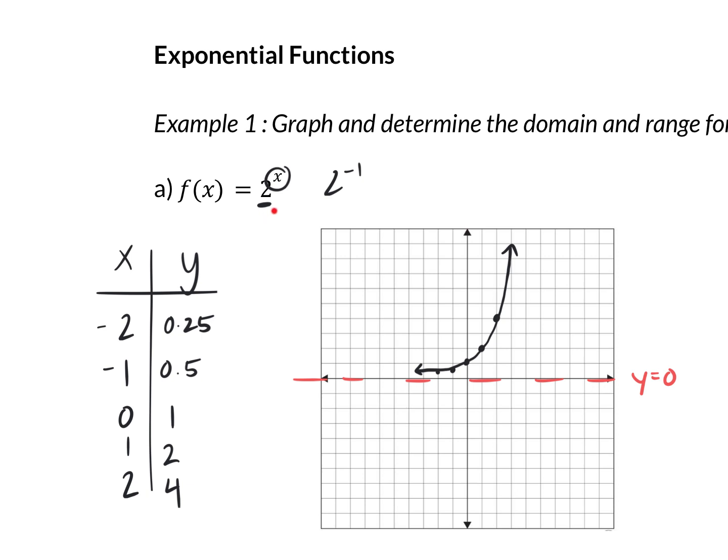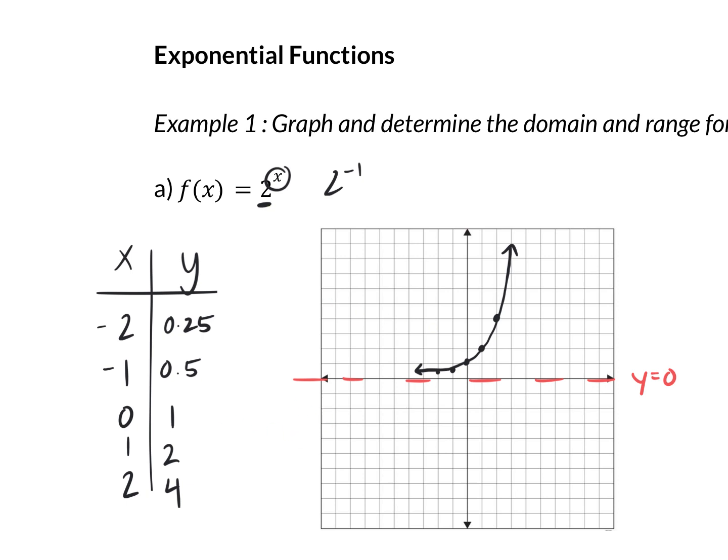Now, if this number was not a 2 and it was like a 3 or a 4 or a 5, what do you think is going to happen to that graph right there? Yeah, it's going to go up more rapidly, quicker, right? So over here, it's going to get closer and closer to that y-axis, okay? So make sure you're looking at what the base is when you're graphing these ones.